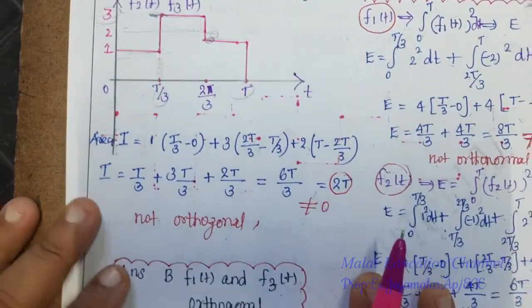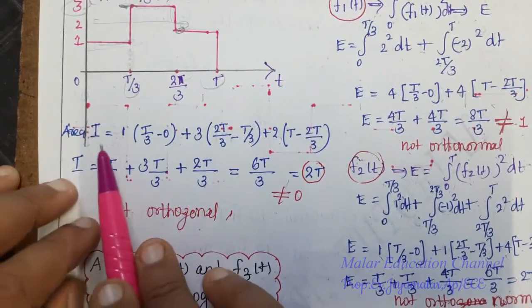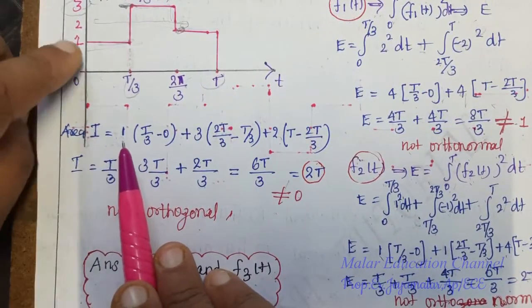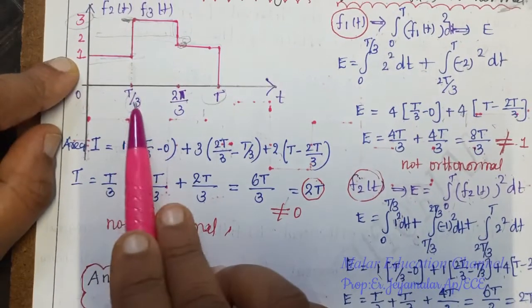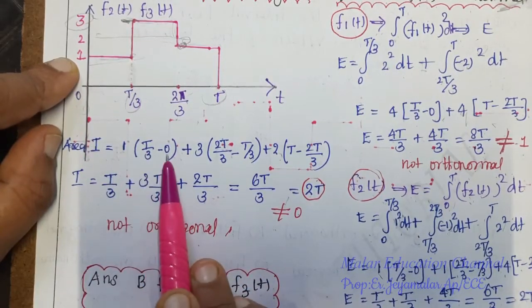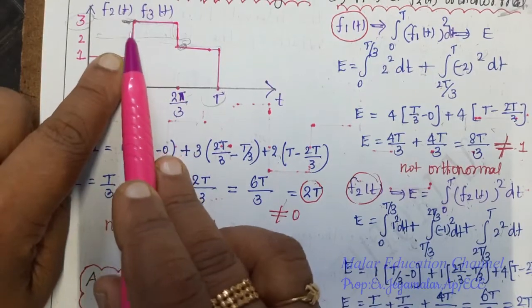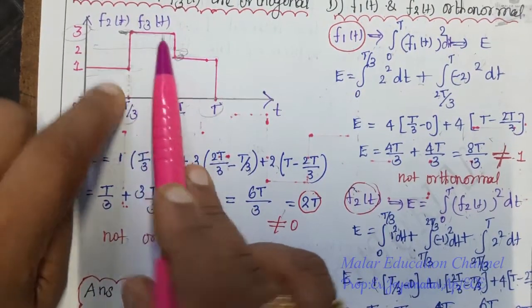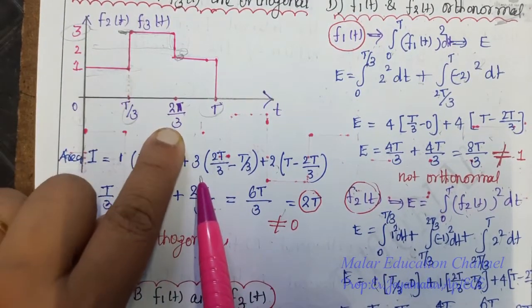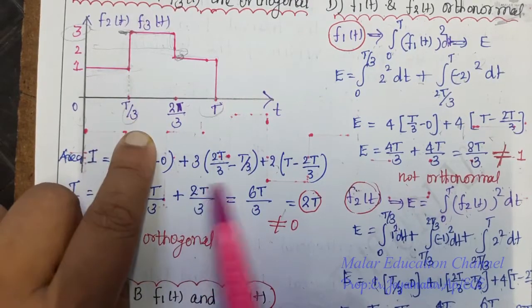You have to find the value of area. Area I equal to amplitude. First amplitude into upper limit minus lower limit, t by 3 minus 0. And here also second amplitude. Second amplitude is 3, isn't it? This is for 3. Amplitude is 3. So 3 into upper limit value 2t by 3 minus lower limit value t by 3.